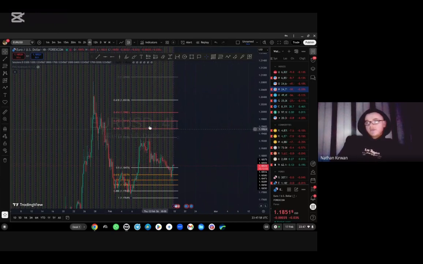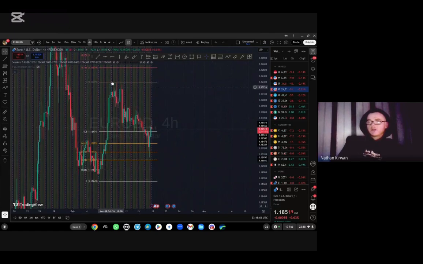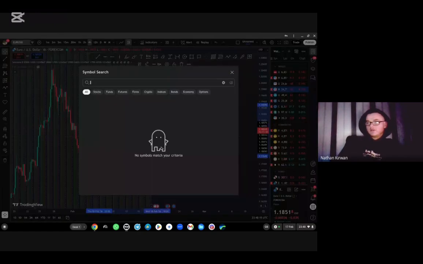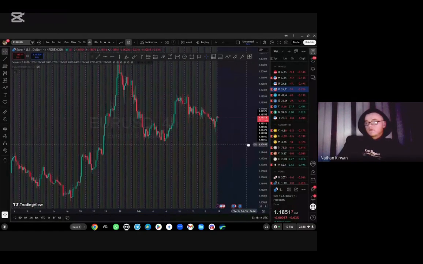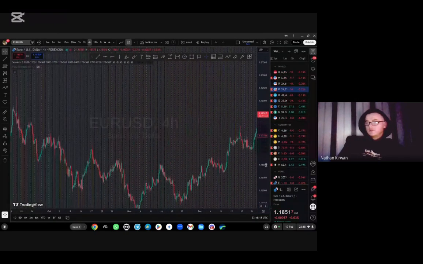These levels here can always be used as levels of liquidity. So if we got a retracement based off of this move here, the fib gives us levels of where price may retrace to in the future. I'm just going to give you a couple more examples.